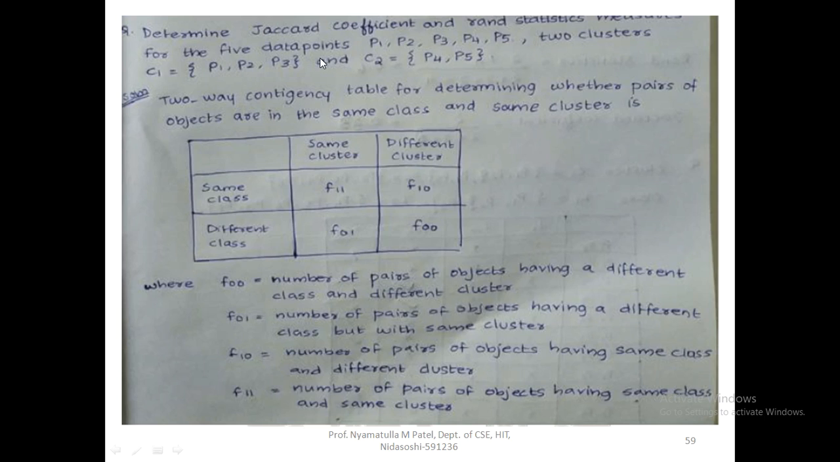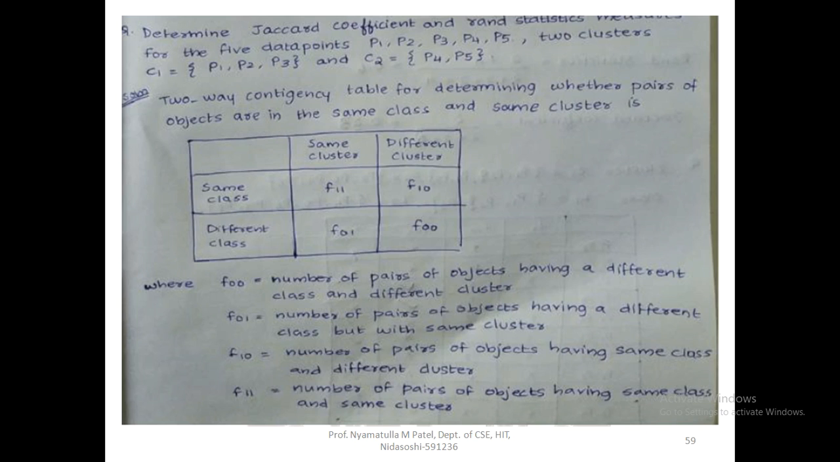So, determine the Jaccard coefficient and Rand statistics for the same 5 data points, P1, P2, P3, P4 and P5. There are 2 clusters: cluster 1 has P1, P2 and P3, and cluster 2 has P4 and P5.